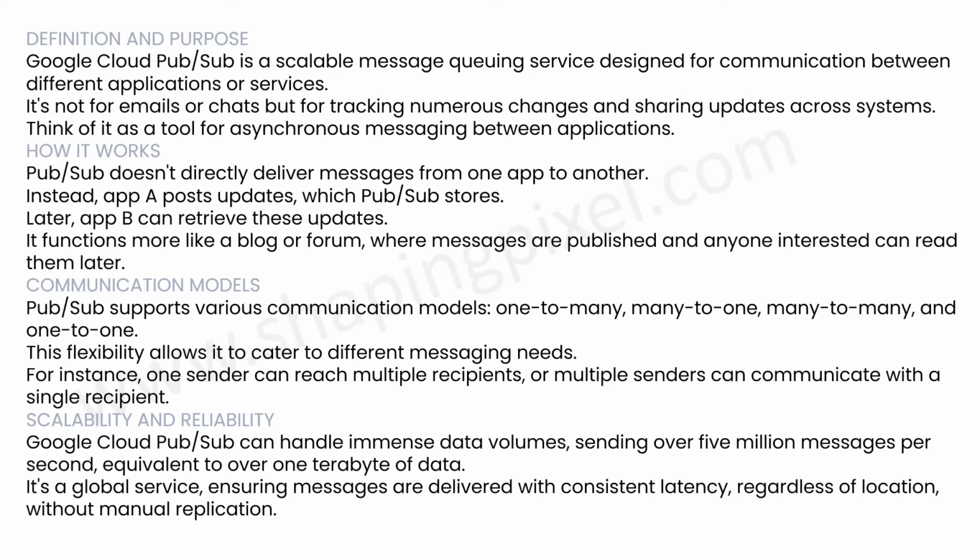Google Cloud Pub/Sub can handle immense data volumes, sending over 5 million messages per second, equivalent to over 1 terabyte of data. It's a global service ensuring messages are delivered with consistent latency regardless of location without manual replication. This makes it highly scalable and reliable for modern applications.